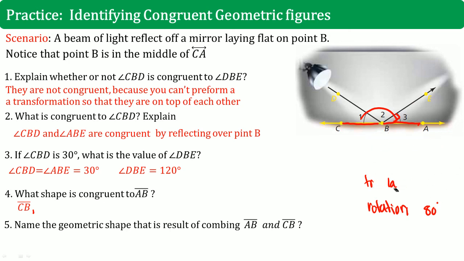So the question here is, name what geometric shape is a result after you combine line segment AB with line segment CB. They would make the line CA. Please understand that this is a line. This was a line segment. A line goes on forever. Notice that once you add these 2 line segments, you have the arrows here. That proves that it goes on forever. Okay, so there you go. That is your video lecture on congruent transformations.